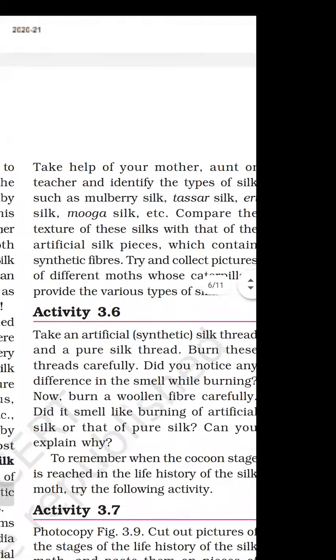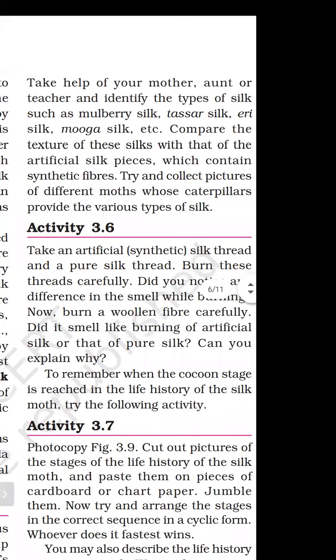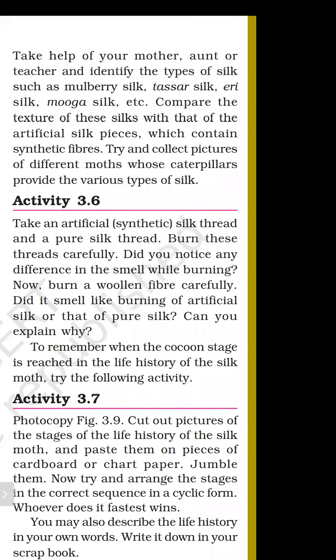Take help of your mother, aunt, or the teacher and identify the type of the silk such as mulberry silk, tessar silk, eri silk, muga silk. As they are having different names, these names are given from the silk moth they are coming from. So mulberry silk is coming from the mulberry moth, tessar silk is coming from the tessar moth, like this. So compare the texture of this silk with that of the artificial silk pieces.